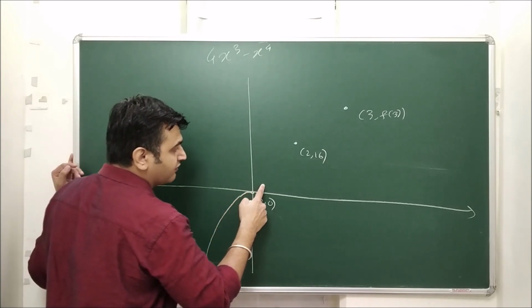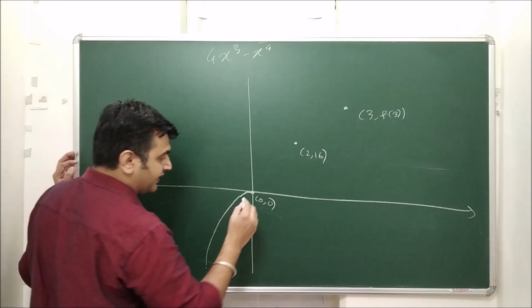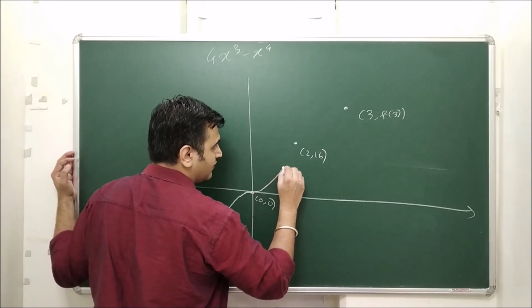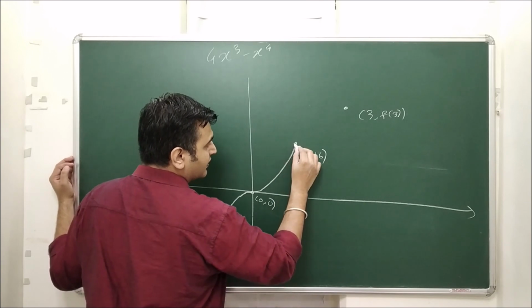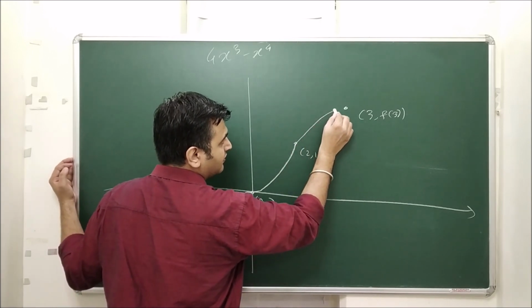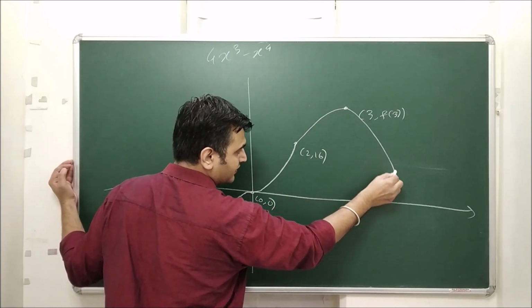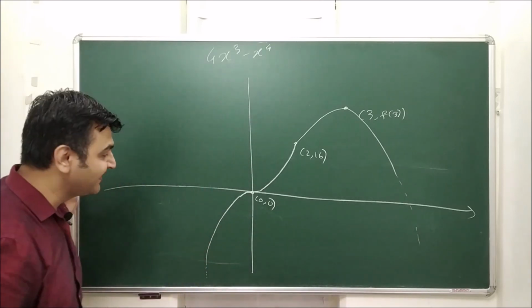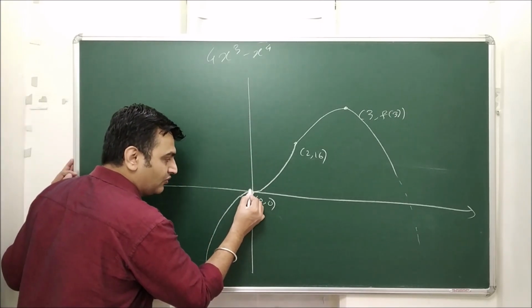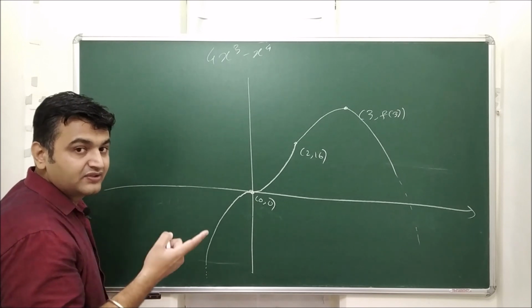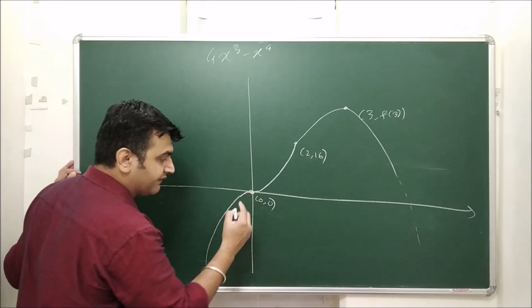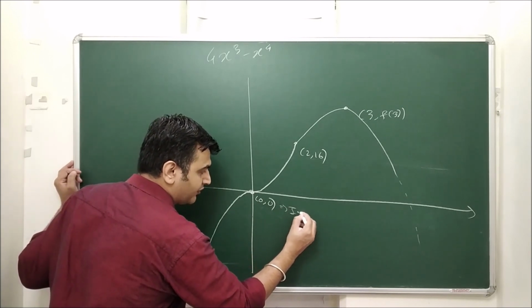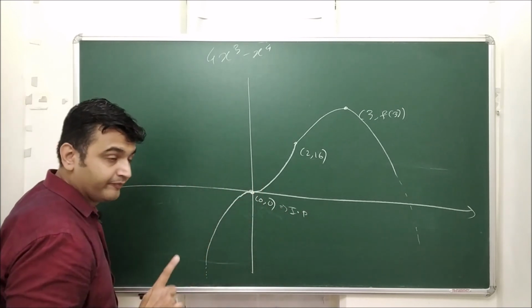Now from there it was increasing and it was concave up, I think. And then it was increasing and concave down, I think. And it was decreasing and concave down, I think. I hope I am right. So as we saw, at 0 it is increasing, so f dash is not changing the sign, therefore no maxima, no minima. At 0 we have an inflection point, yes, because it is changing from down to up.